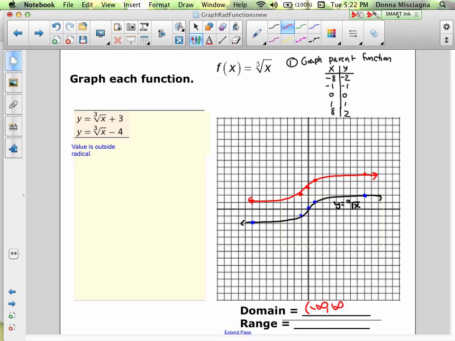Now, domain and range are super easy on the cube root function. For any cube root function, it's going to be all real numbers. Just like the cube has domain and range, all real numbers, so does the cube root.